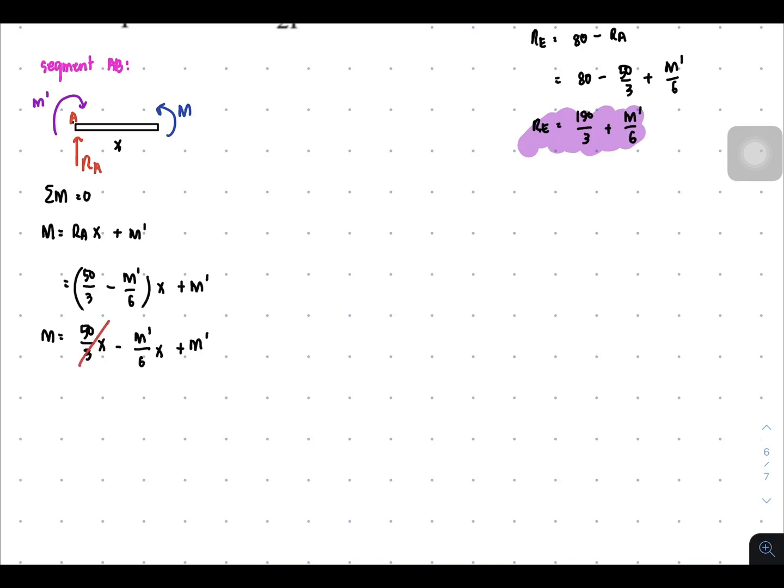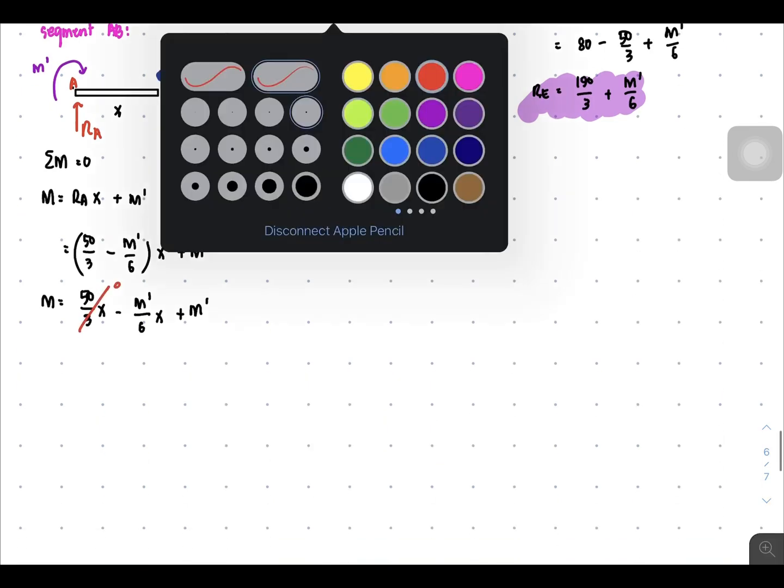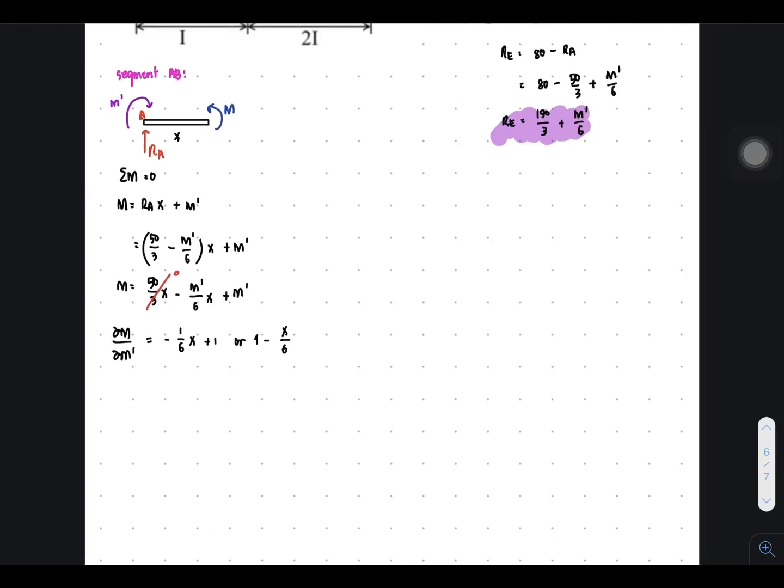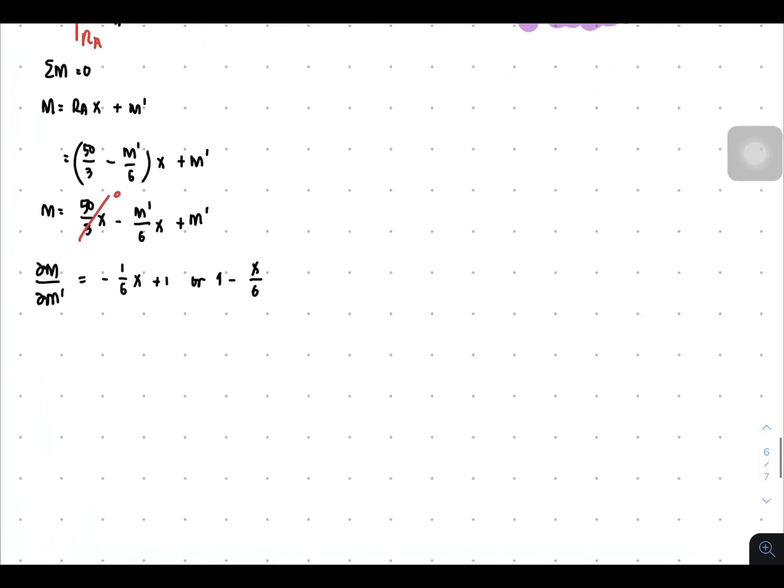And let us now set this term to 0 for the meantime, since we will be getting the partial derivative of m with respect to m prime, and that is equal to negative 1 over 6x plus 1, or that is 1 minus x over 6. Now they're just the same.